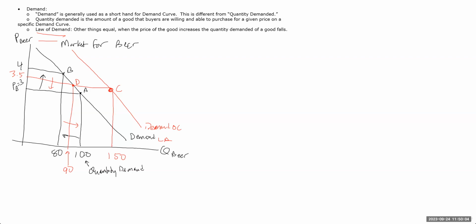So we could see all these numbers are different quantity demanded. They're tied to a specific demand curve and tied to a specific price. So remember, quantity demanded is different than demand. Okay, let's move on.